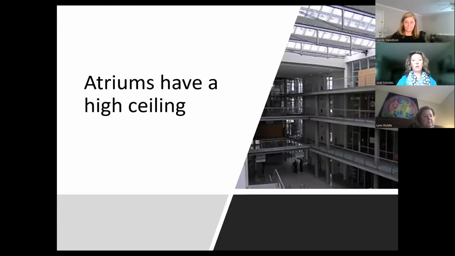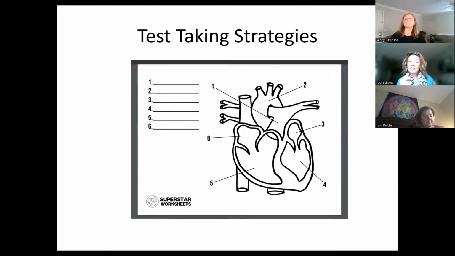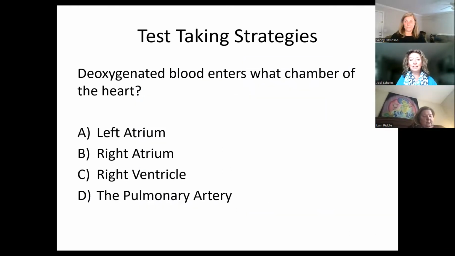So, okay. So here's the heart. Now, this is not in order because number one is the pulmonary artery, and that's not where it comes in. But I'm going to put this little worksheet in the patron site. And if you're listening to this later and you're wondering what's the patron site, the patron site is where this community gathers. It's where these videos are posted, and there'll be a link to it in whatever you're watching. Okay, so number one is the pulmonary artery. So that's not it.